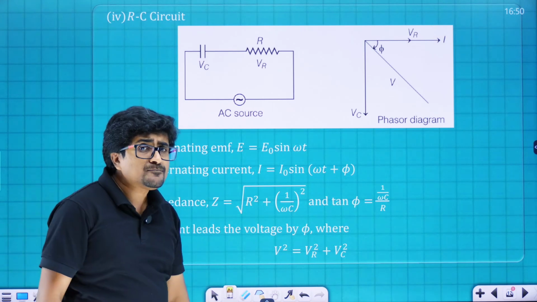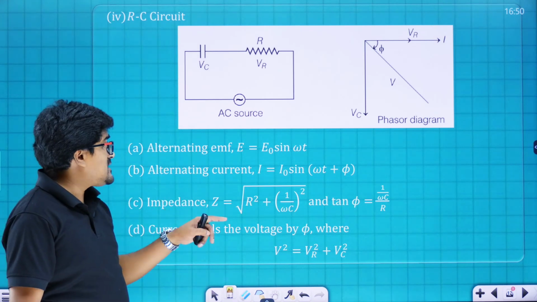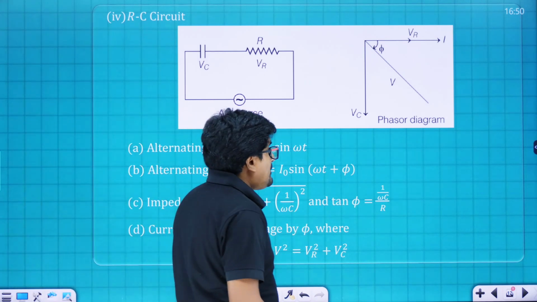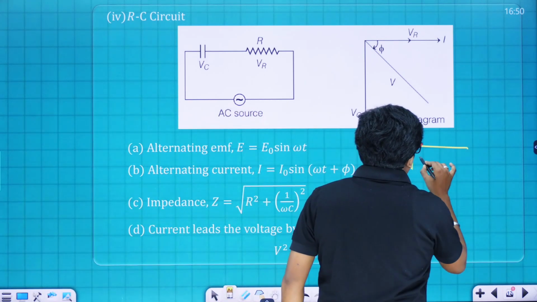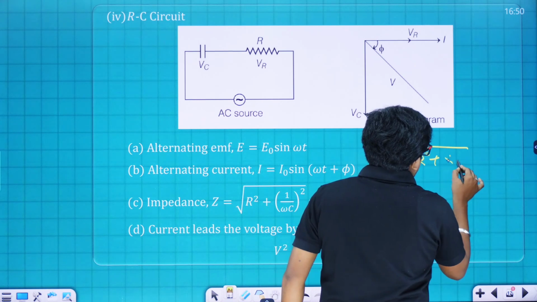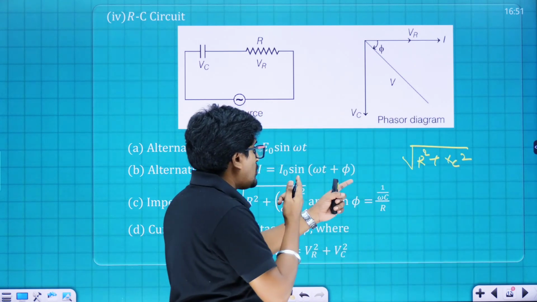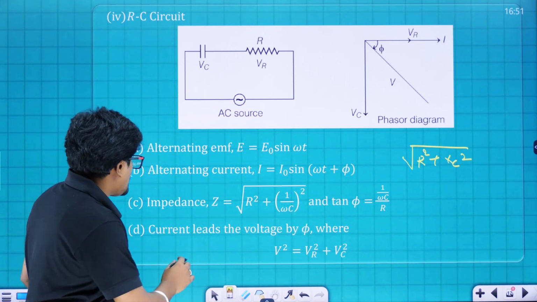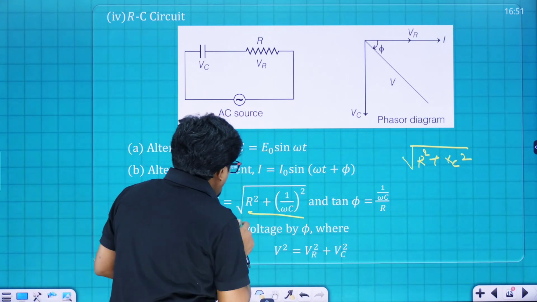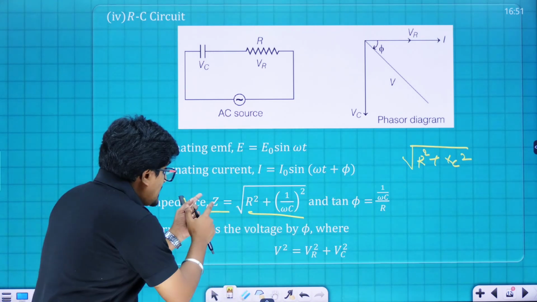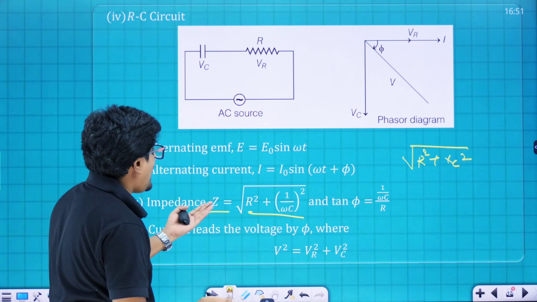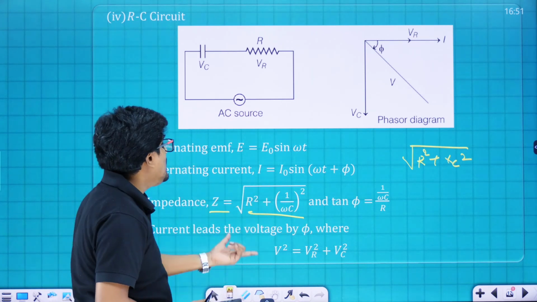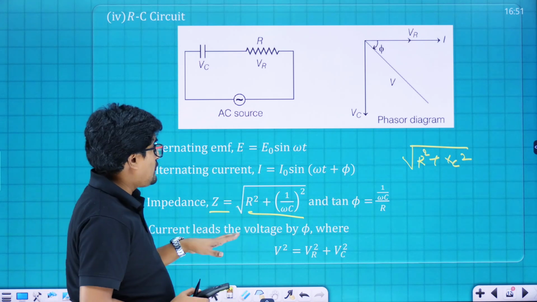That means here we are having a resistor as well as a capacitor. So the equivalent impedance is going to be root of what? Root of R square plus XC square. So you can see here the effective impedance is root of R square plus XC square, and in this case the current is taken as I is equal to I naught sin of omega t plus phi, voltage is equal to E naught sin of omega t.